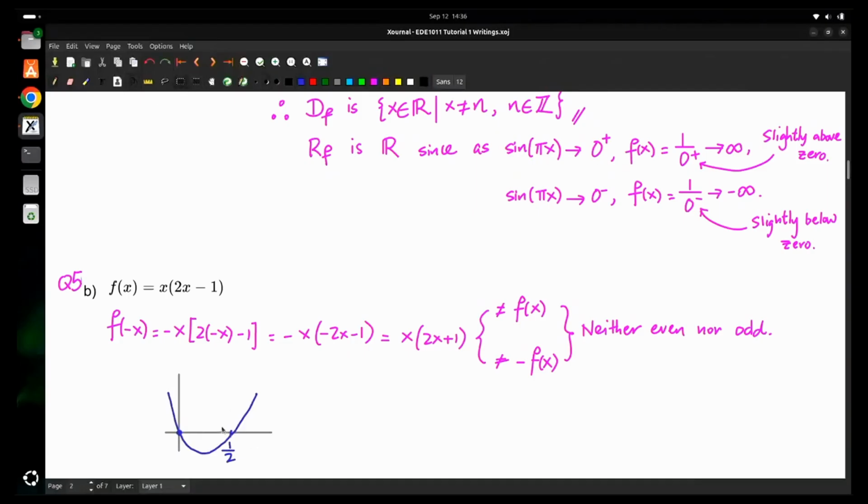So this is neither even nor odd, because it's not reflected across the y-axis. It is not a reflection over the y-axis. And it's neither a rotation. You can see this part, you rotate about this point, doesn't give you this part. You understand that? So there's no rotation symmetry, there's no reflection symmetry. So therefore, neither even nor odd.